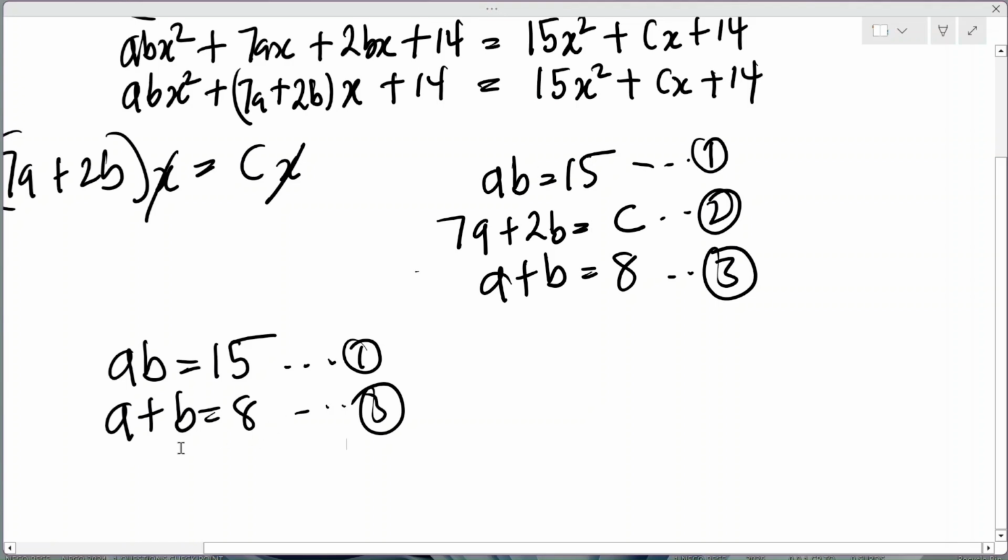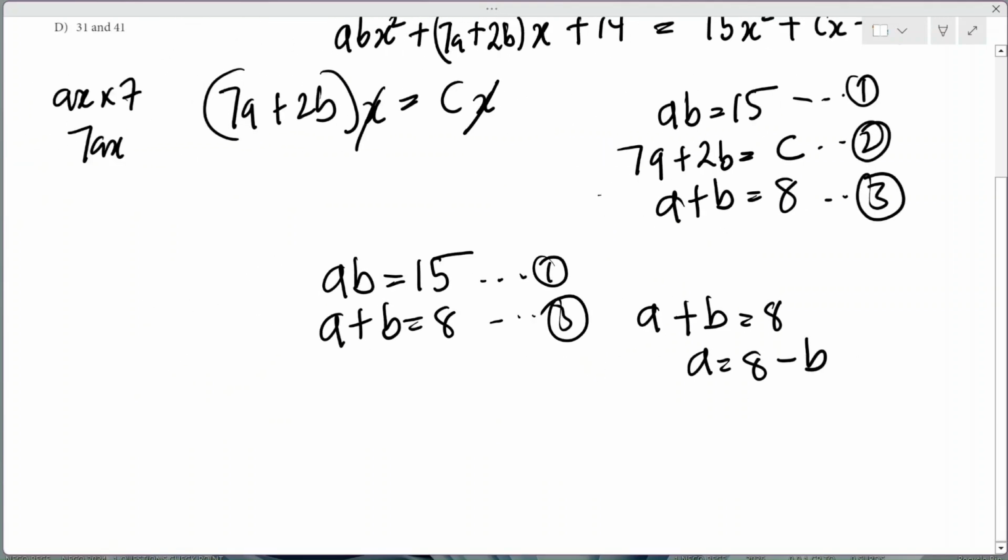So in equation 3, we make A the subject of the formula, thereby creating equation 4. So you have A plus B equals 8. A equals 8 plus B crosses the equals sign, turns to minus B. Then we have equation 4, which is A equals 8 minus B. You can't substitute equation 4 into equation 3 because you created equation 4 out of equation 3. You can only substitute it into equation 1.